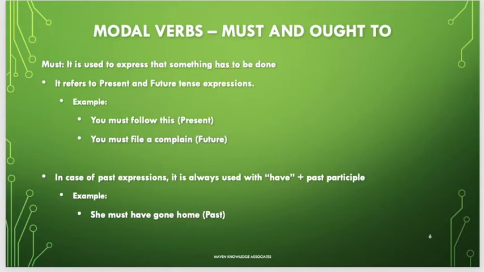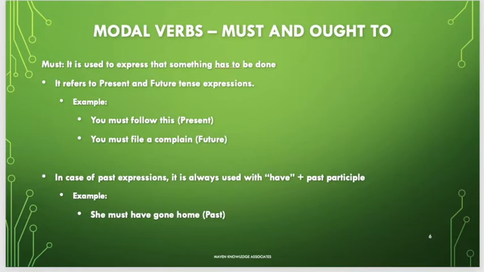Now we will begin with where to use must. So must is used to express that something has to be done. It refers to present and future tense expressions. Examples: you must follow this. Okay, this is talking about present. You must file a complaint. That's talking about future.